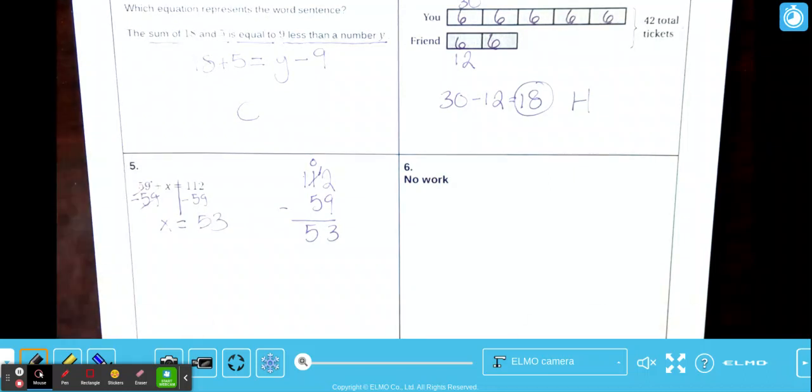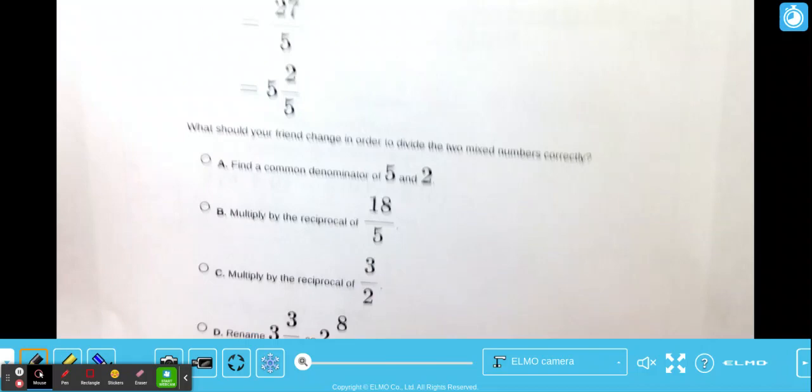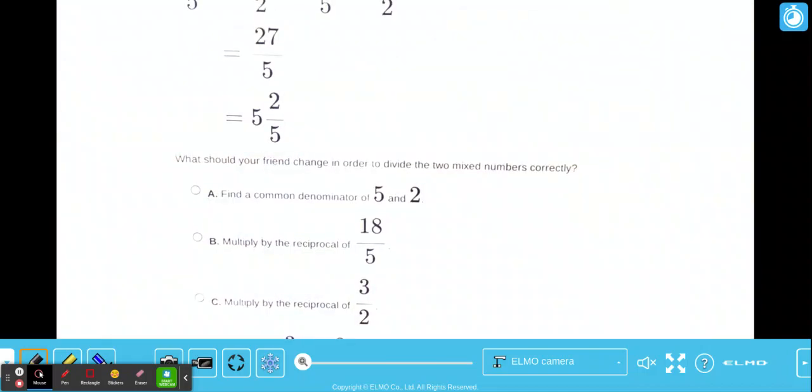Okay, number 6. I printed it off, and it worked this time. Oh, you guys weren't here when I printed it off.